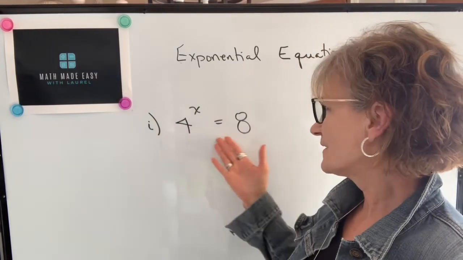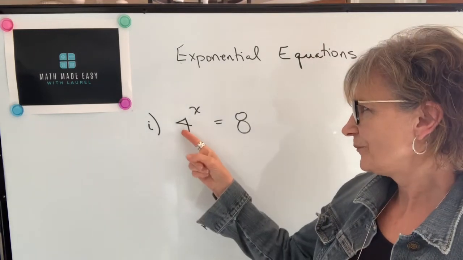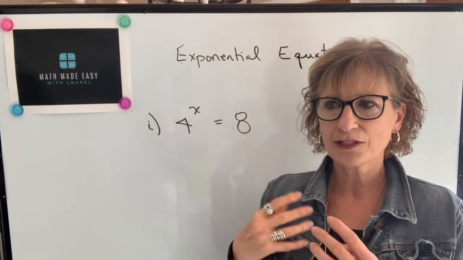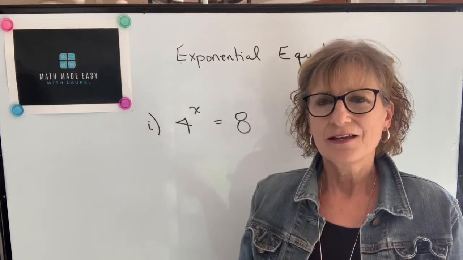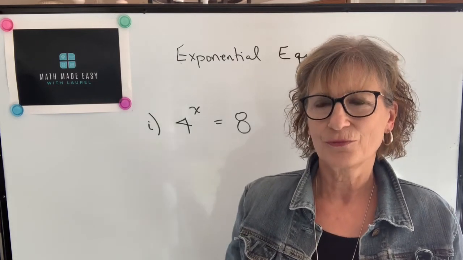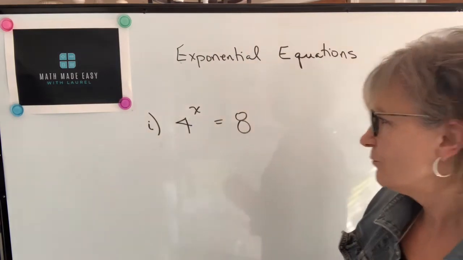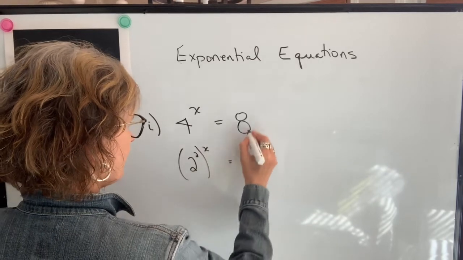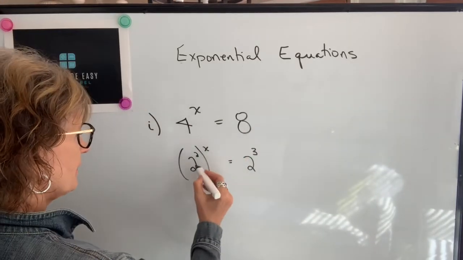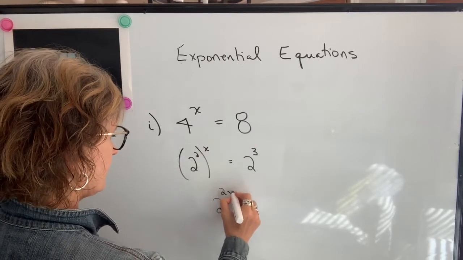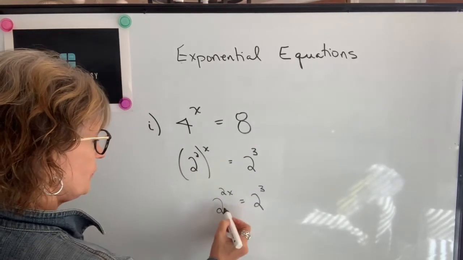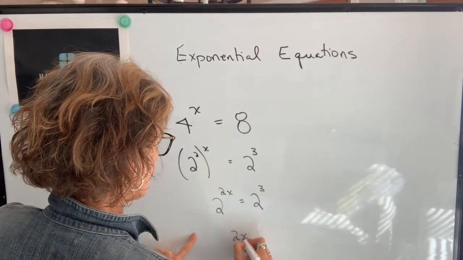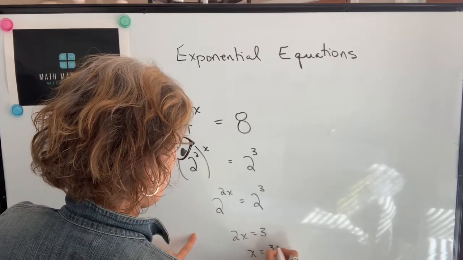I could do that in this situation because I can express 4 as a power of 2. I can express 8 as a power of 2. And when you can express your numbers with the same base, then it's much easier to solve the equation. So I could write 4 as 2 squared. I could write 8 as 2 cubed. My laws of exponents say that this is equal to 2 to the 2x. So if 2 to the 2x is equal to 2 cubed, the only way that can be true is if the exponents are equal because the bases are equal. So I would get 3/2 as a solution.